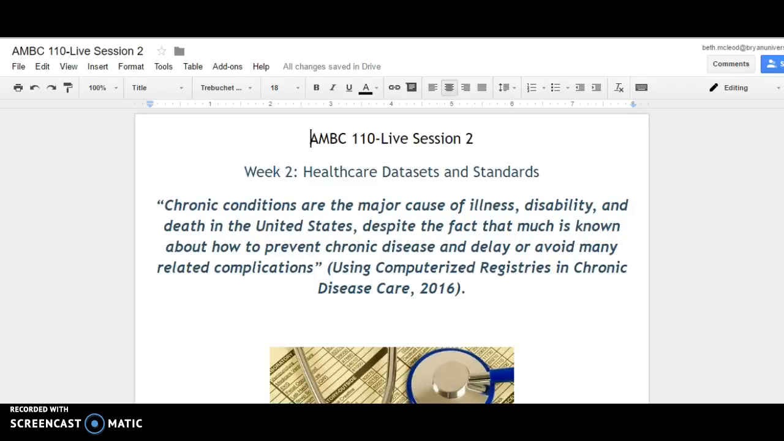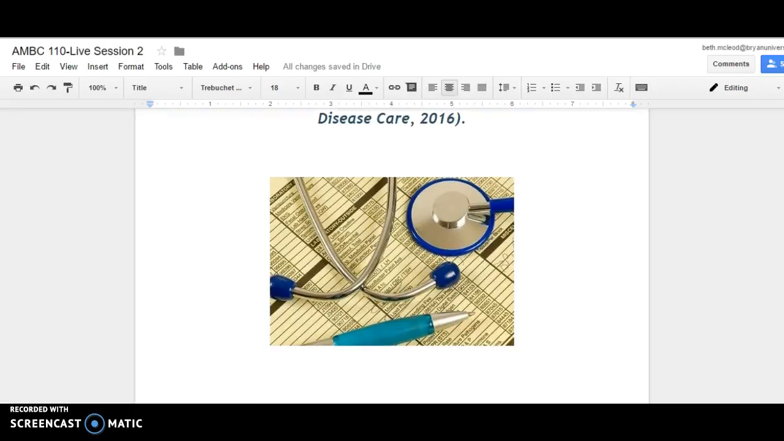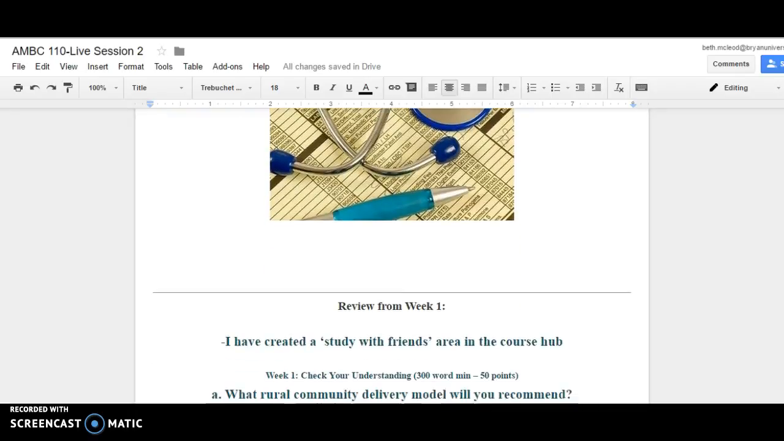So Week 2 we're talking about healthcare data sets and standards. This quote says, "Chronic conditions are the major cause of illness, disability, and death in the United States, despite the fact that much is known about how to prevent chronic disease and delay or avoid many related complications." This is from a document called Using Computerized Registries in Chronic Disease Care. It relates to our diabetes case study, because this is a chronic disease that in a lot of situations can be prevented.